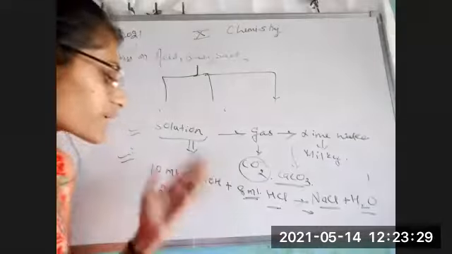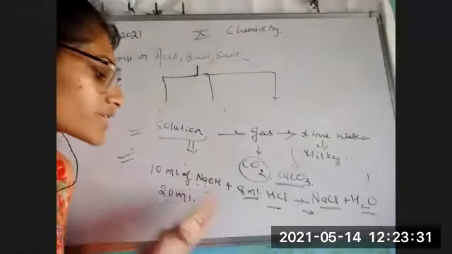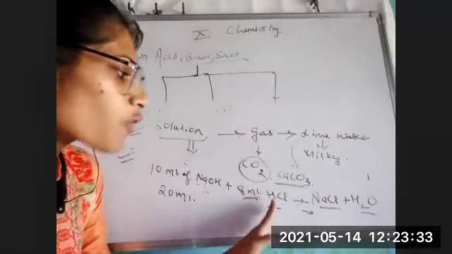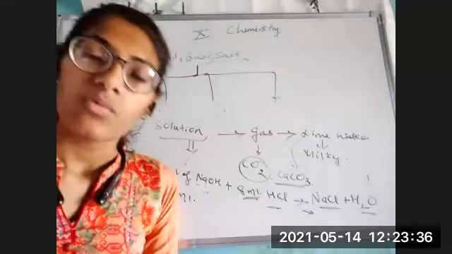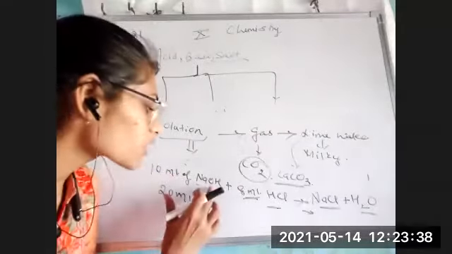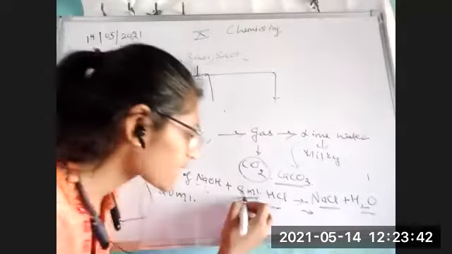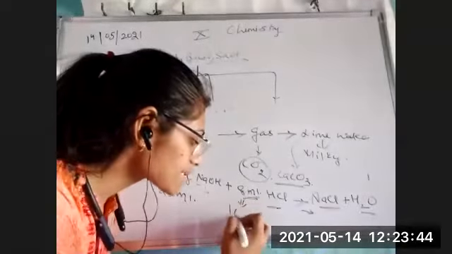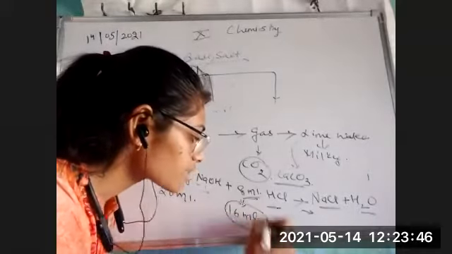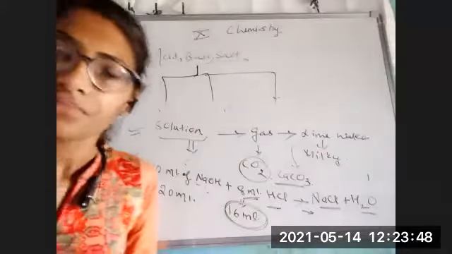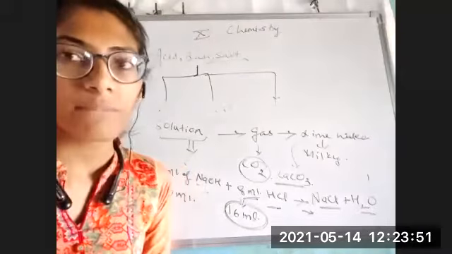Now, if we are increasing the amount of NaOH, that means 20 ml, how much amount of HCl is required? In the very same manner, if NaOH is doubled, HCl also has to be doubled. So 8 ml would be converted into 16 ml. So our answer would be 16 ml. That's a very simple and very important topic.